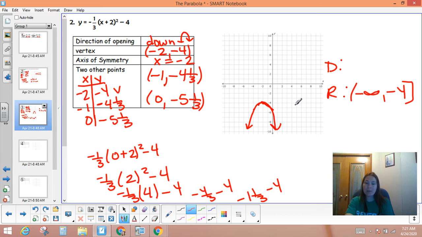All right, and then the domain is left to right. And so that goes to the left and to the right forever, slowly, but it is. So it'll be -infinity to infinity. Okay.